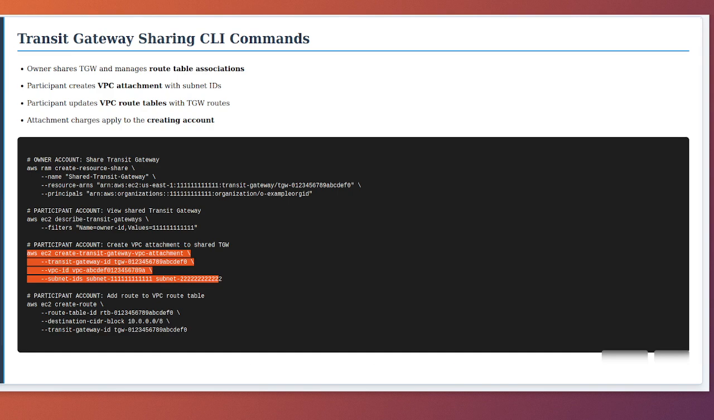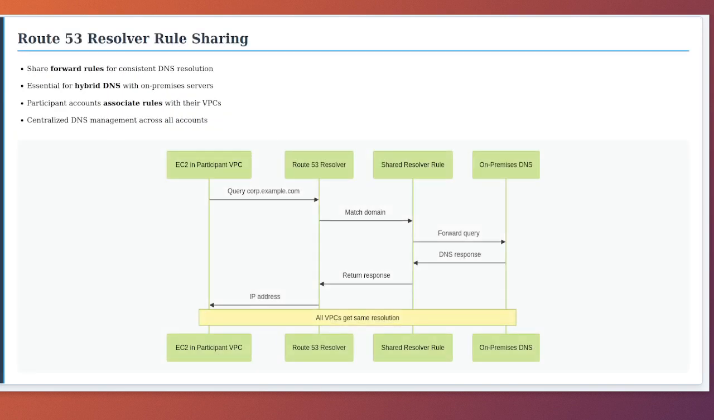Route 53 Resolver Rule Sharing. Route 53 resolver rules enable you to control how DNS queries are resolved in your VPCs. Sharing these rules via RAM is essential for organizations that need consistent DNS resolution across multiple accounts, especially in hybrid environments with on-premises DNS servers.